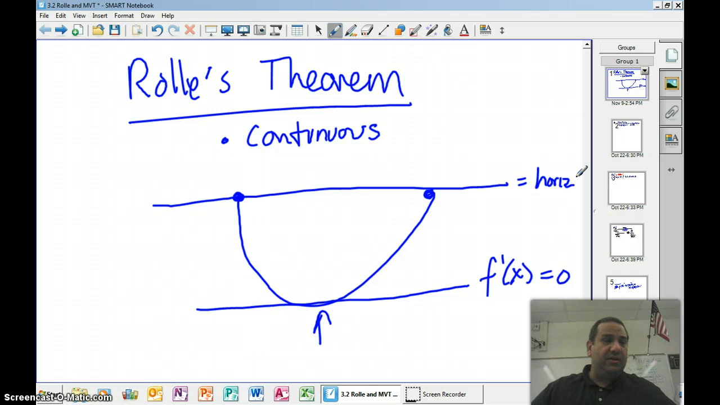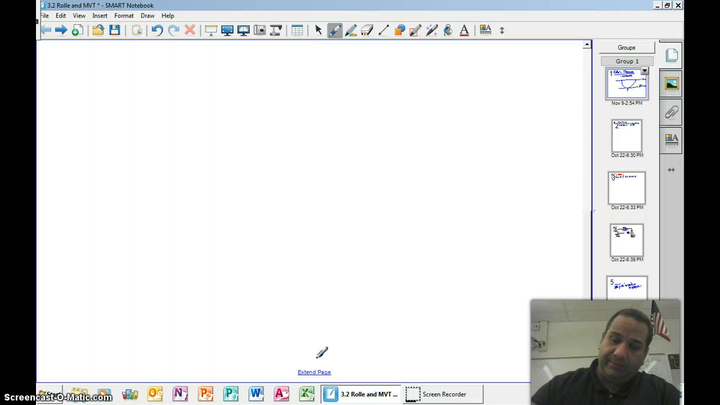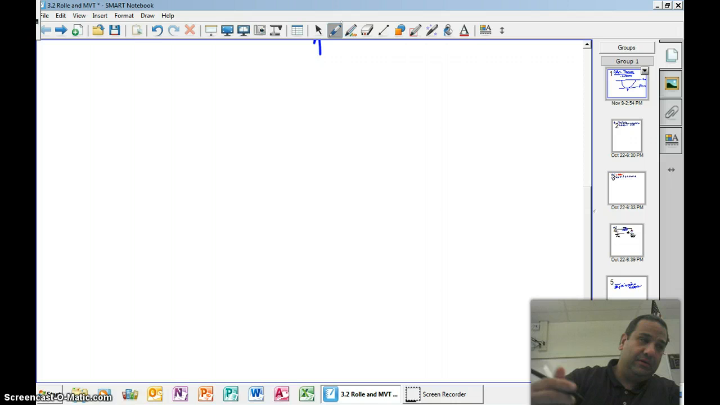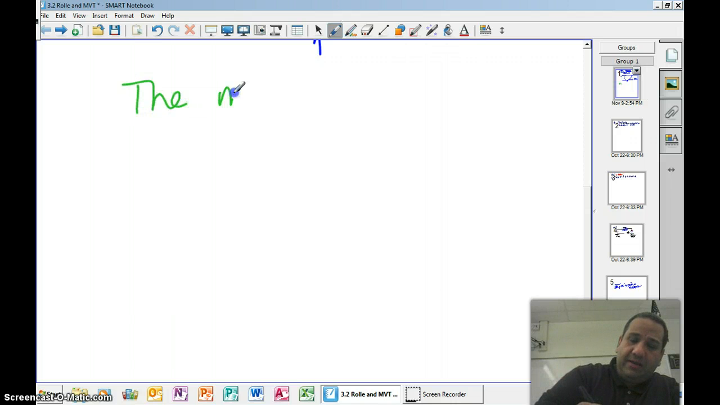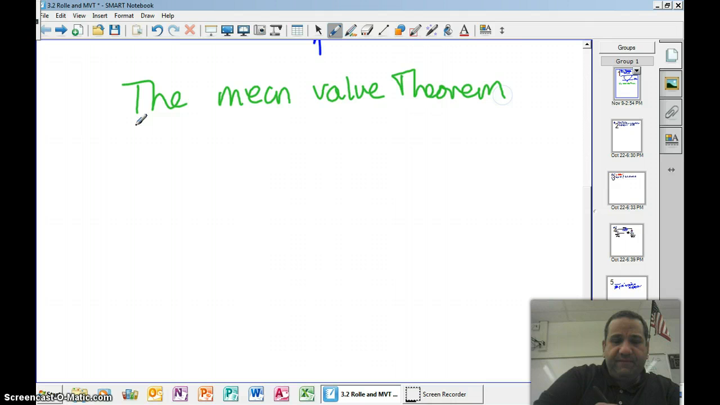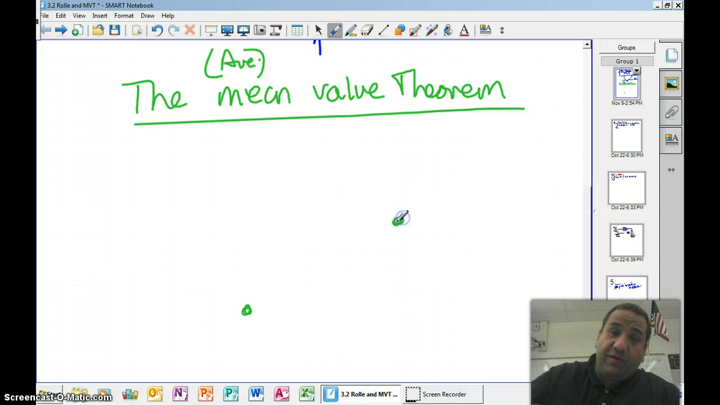Okay? Then there's another theorem that is very much like Rolle's theorem. Let me give you some love here, do it in a different color, green. It's called the mean value theorem. The mean value theorem, mean means average, so it's the average value theorem. And what this one says is the same thing that Rolle says, except the points aren't equal, it's a continuous function.